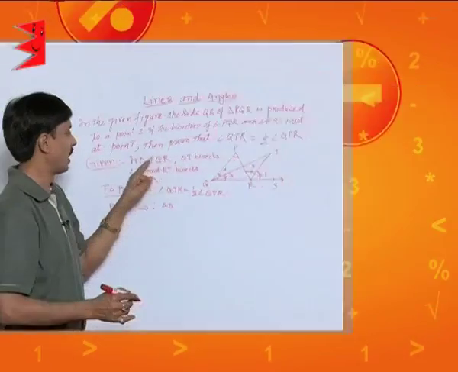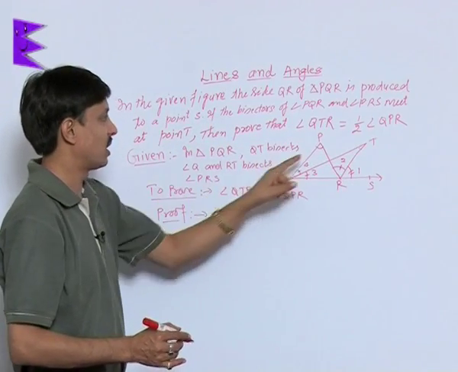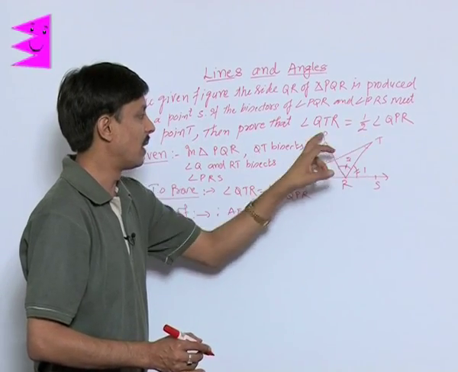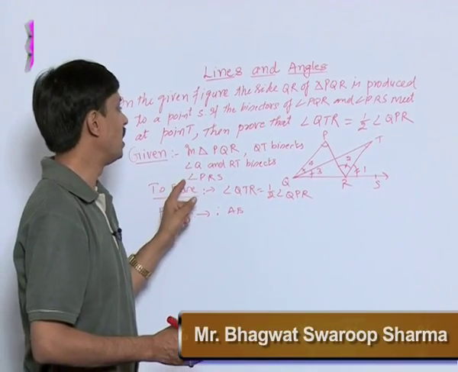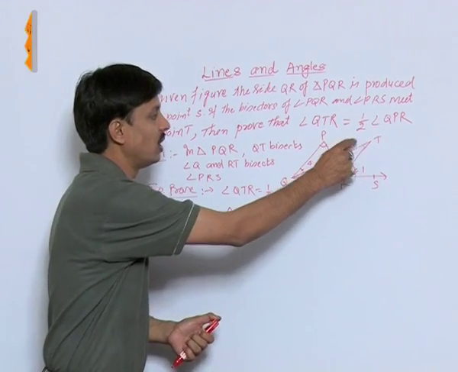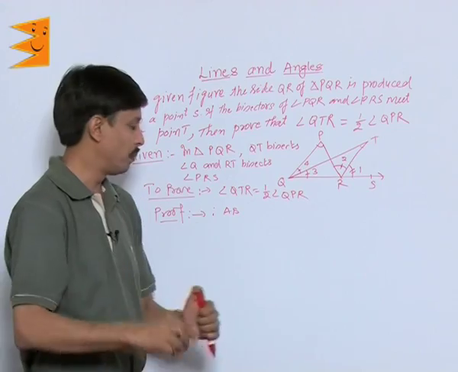What is given in triangle PQR? QT bisects angle Q and RT bisects exterior angle PRS. What we need to show is that angle T is half of angle P.